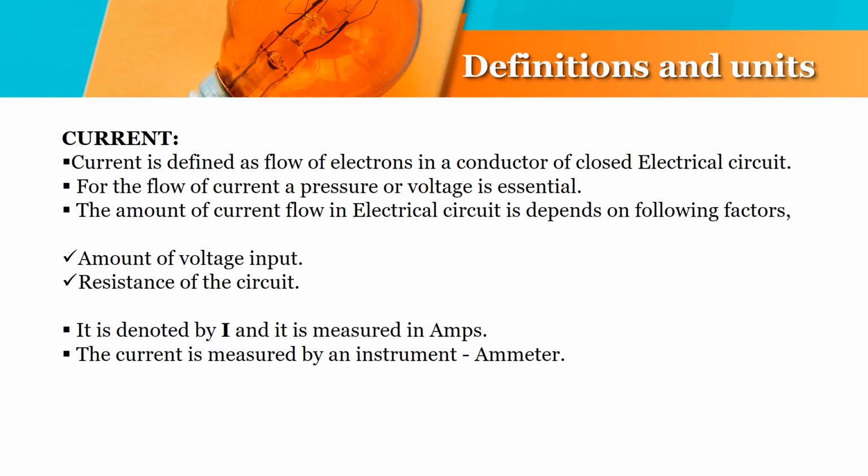Current. Current is defined as the flow of electrons in a conductor of a closed electrical circuit. For the flow of current, a pressure or voltage is essential. The amount of current flow in an electrical circuit depends on the following factors: amount of voltage input and resistance of the circuit. It is denoted by I and it is measured in amps. The current is measured by an instrument called an ammeter.